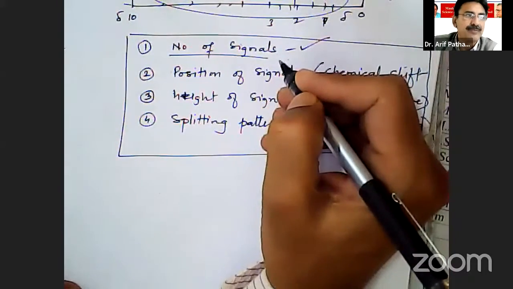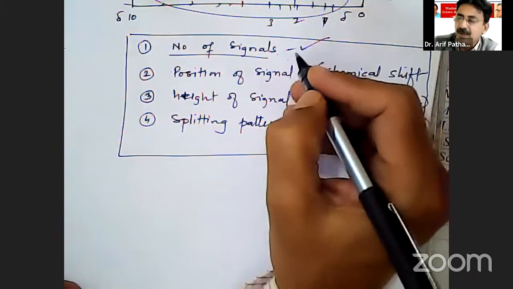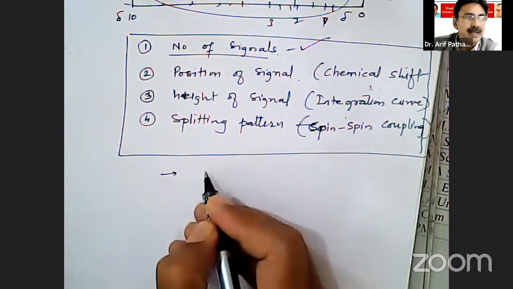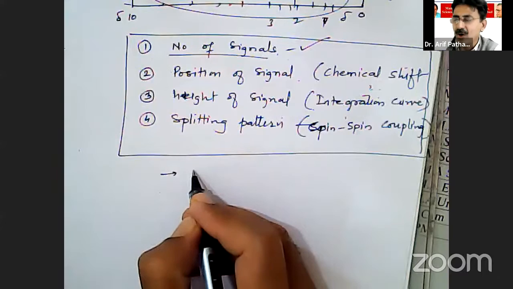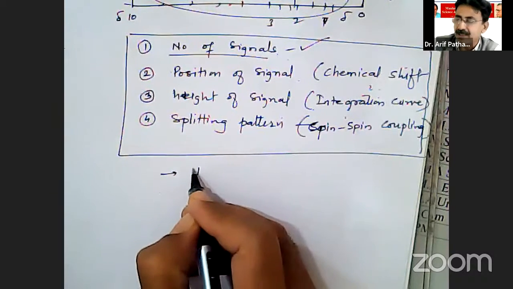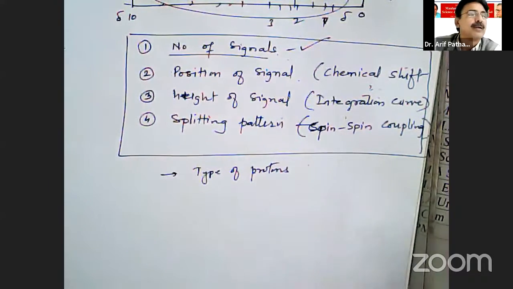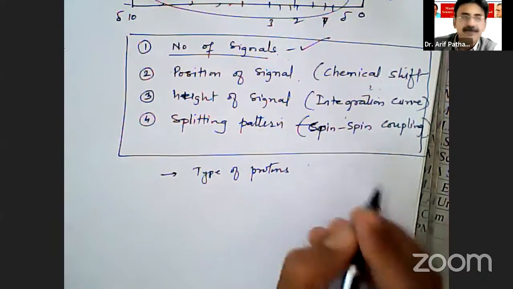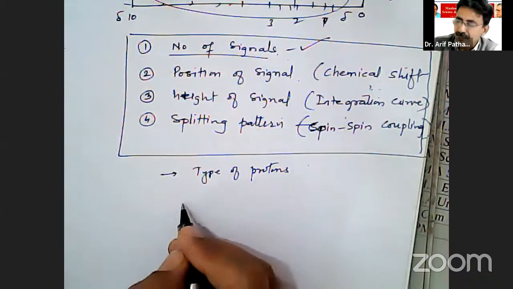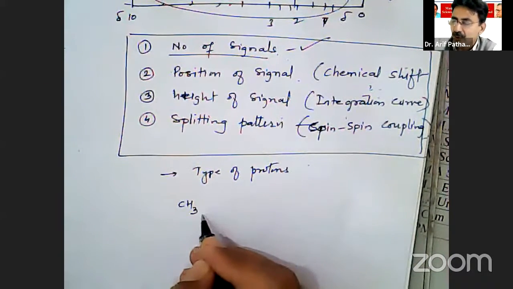So our point was number of signals. They are depending on the number of types of protons present. Suppose we are having a CH3 group, so C double bond O single bond CH3. Now see here, in this compound there are 2 CH3 groups. Now there are 3 hydrogens attached to 1 carbon.